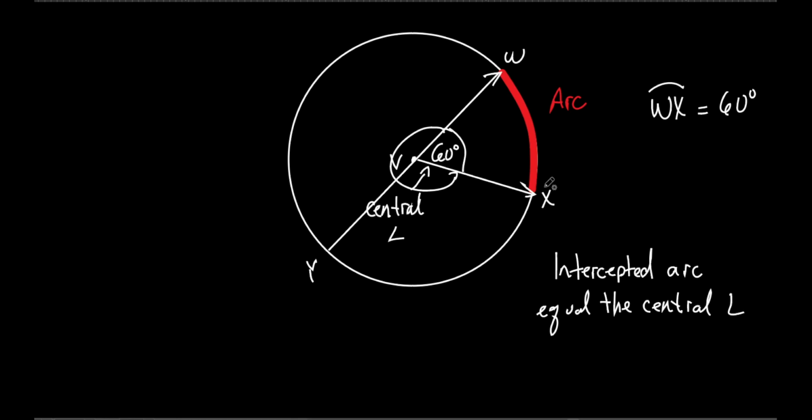Okay, here's one more thing. Just like line segments, I could have called this arc WX, or I could have called it, what else? XW. It doesn't make any difference.